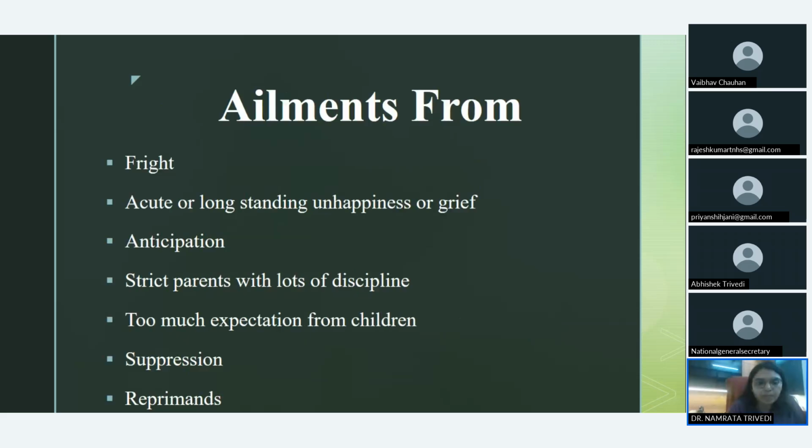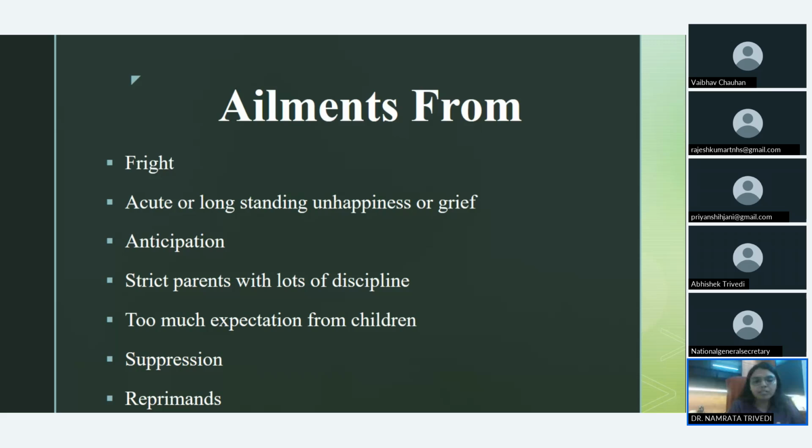Now, ailments from, in which factors can we give carcinosin? Ailments from fright. Fright means long-lasting fear, long-lasting unhappiness or grief, like a patient having grief from a long time, or having acute grief.